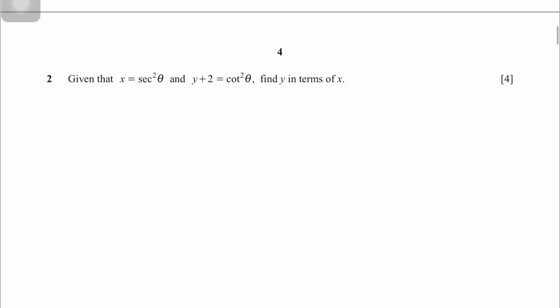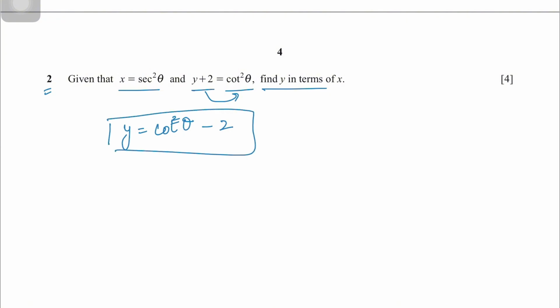Now moving on, we have question 2, which is: given that x equals sec squared theta, y plus 2 equals cot squared theta. Now it needs y in terms of x. So let's simplify this a little bit. So this would be cot squared theta minus 2, and this would be equal to y.